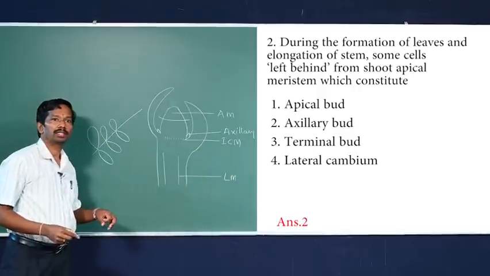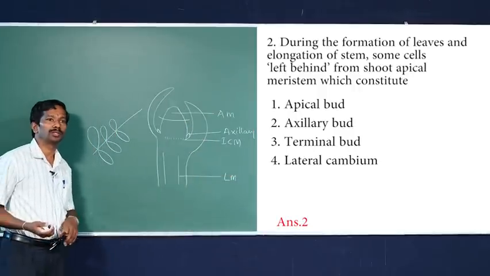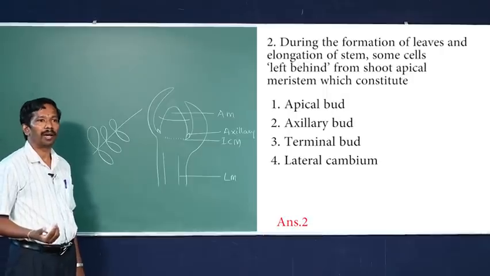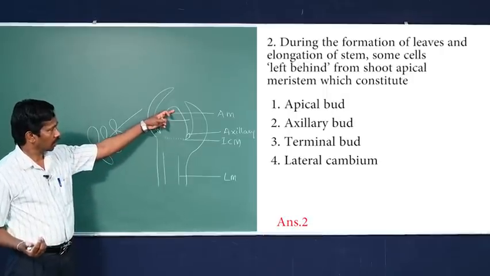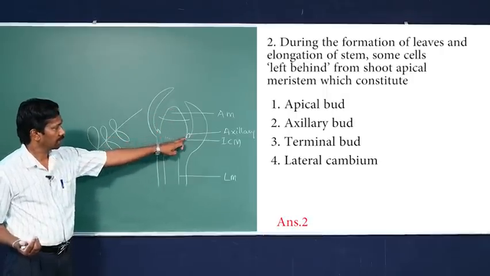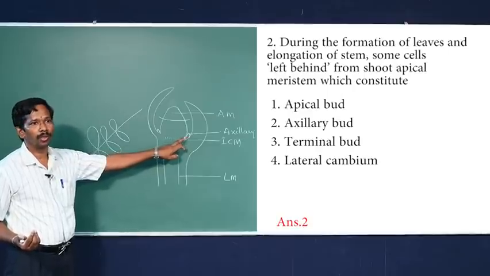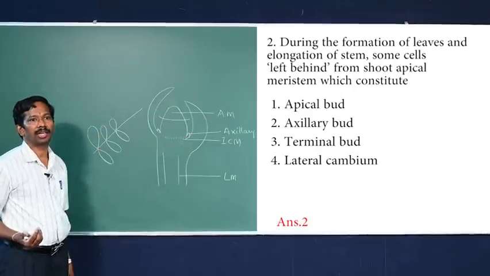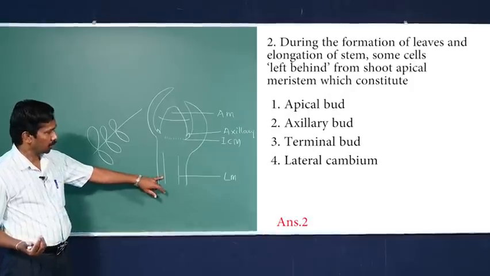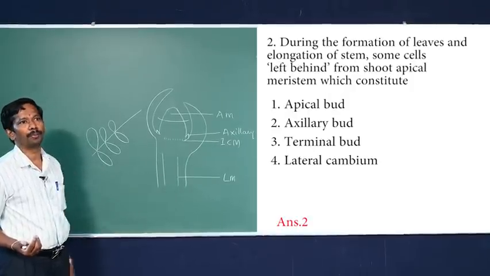Axillary bud. Hence, of the options given, option 2 is the answer. When compared to apical bud, it is not the answer. Axillary bud is present in between leaves, so the answer is 2. Terminal bud again represents the same, and lateral cambium is responsible for secondary growth in the plant body.